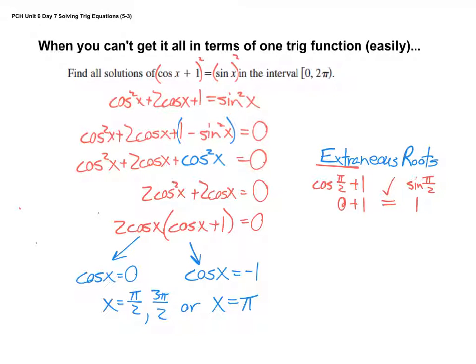Okay? So now we'll try 3 pi over 2. Cosine of 3 pi over 2 is 0, plus 1. Okay, we have 0 plus 1, which is 1. And then we have sine of 3 pi over 2. What does that equal? Negative 1. Okay, are those equal? No. Alright, so I know that that is an extraneous root.